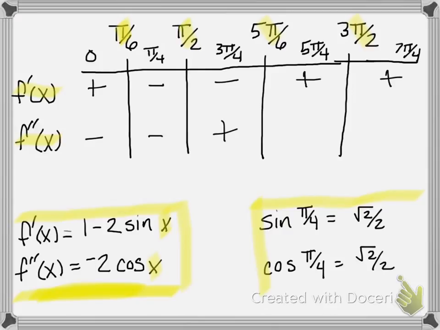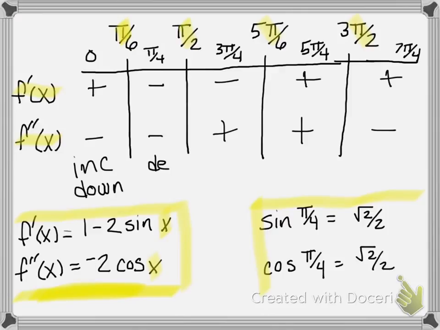5 pi over 4, cosine is still negative. So negative times negative is positive. And at 7 pi over 4, cosine is going to be in quadrant 4, which is going to give us a positive square root of 2 over 2. And positive times the negative is going to give us a negative. So here we can see we are increasing down, or concave down.